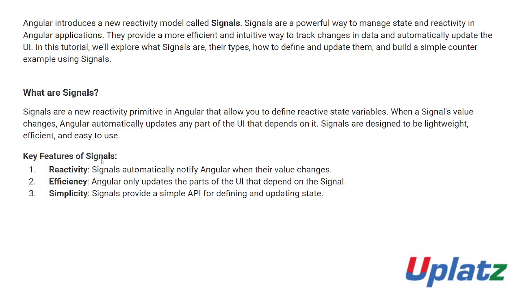Key features of signals. Number 1. Reactivity. Signals automatically notify Angular when their value changes. Number 2. Efficiency. Angular only updates the parts of the UI that depend on the signal. Number 3. Simplicity. Signals provide a simple API for defining and updating state.